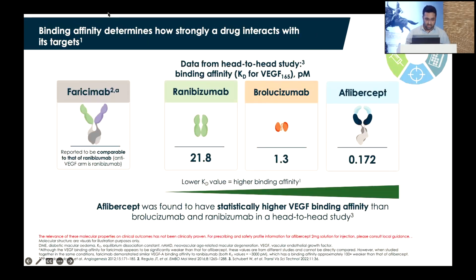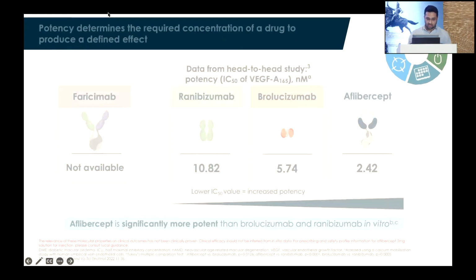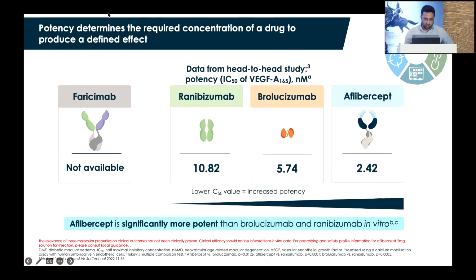So binding affinity is basically determined by something called KD, or dissociation equilibrium constant. The lower that is, the higher the affinity is, and that's what we want. So aflibercept here has the lowest, then comes brolucizumab, and ranibizumab and faricimab are similar. Coming to IC50, this is the potency. Again, the lower that is, the higher the potency the molecule will have. Here again, aflibercept stands out as compared to the rest of the molecules.